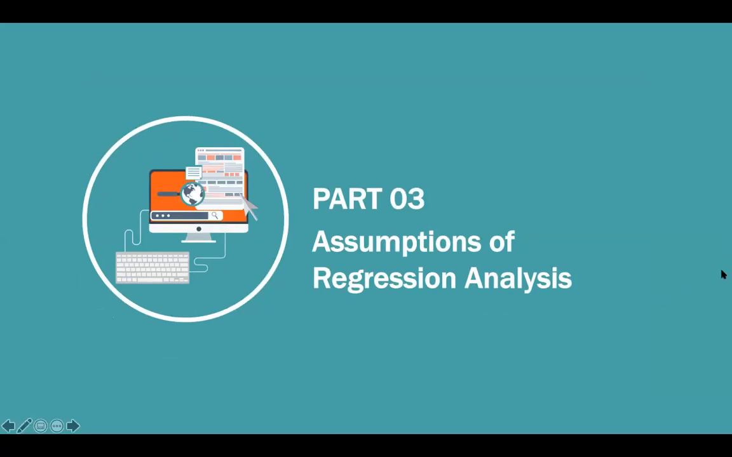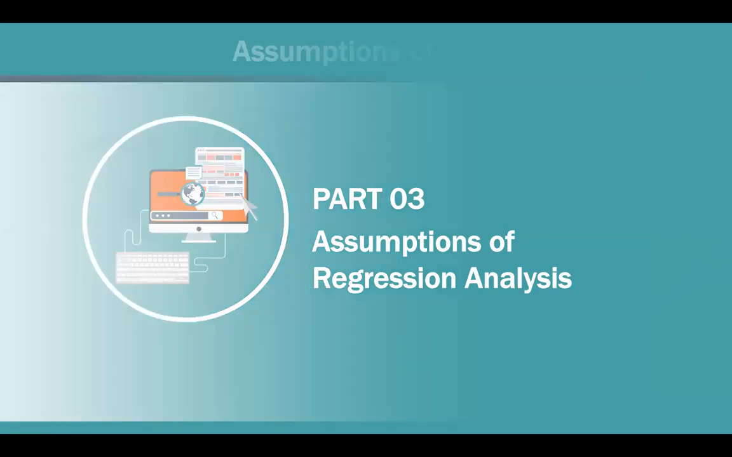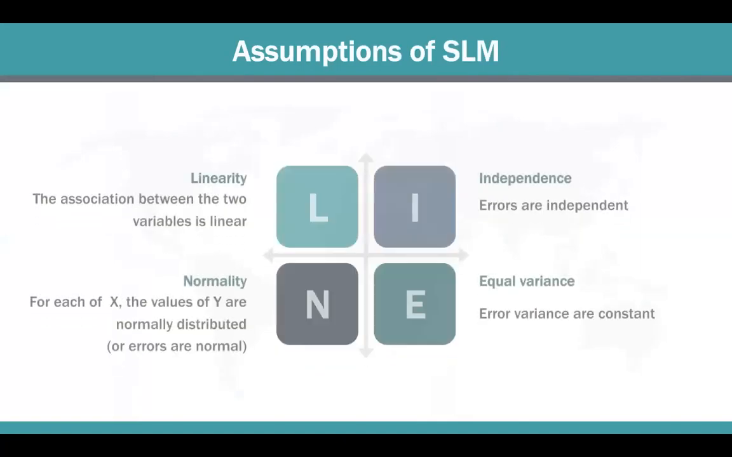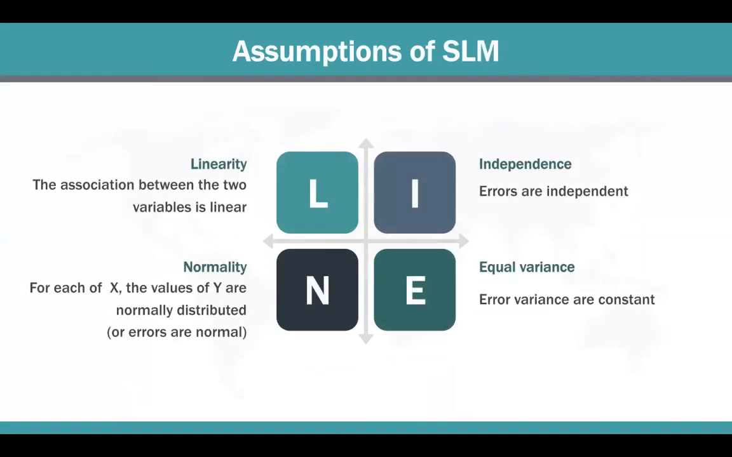And let's come to part 3, which is called the assumptions of regression analysis. There are mainly 4 assumptions: linearity, independence, normality, and equivariance. The first assumption is linearity, which means that the association between the two variables is linear, or the mean of y for a given value of x is a straight line function.